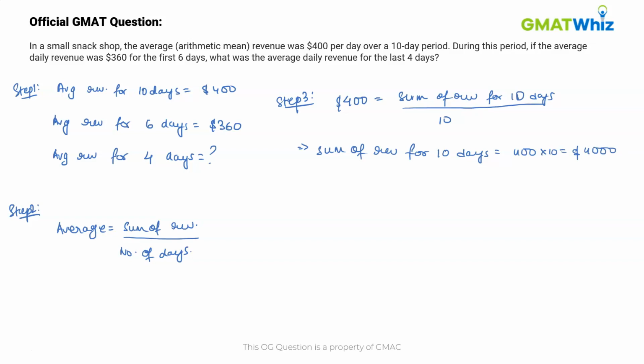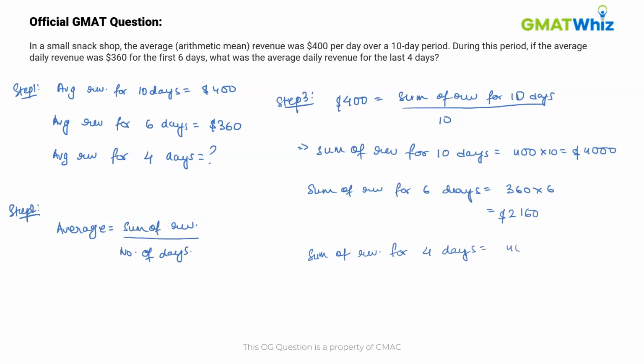Similarly, using the information for average revenue for 6 days, we can find the sum of revenue for 6 days. Now, 360 times 6 is equal to $2160. So we have the sum of revenue for 6 days, and we know that the sum of revenue for 10 days is $4,000. So when we subtract the sum of revenue for 6 days from the sum of revenue for 10 days, we will get the sum of revenue for the remaining 4 days.